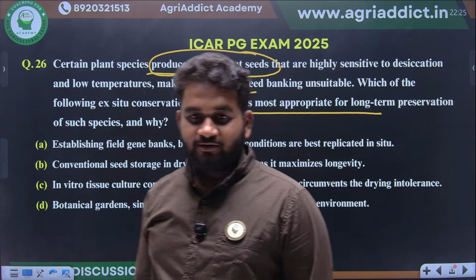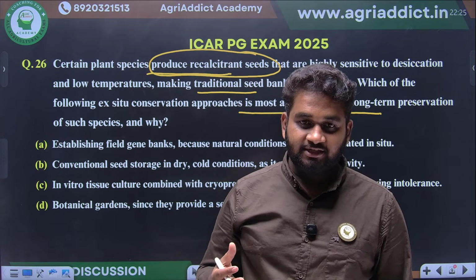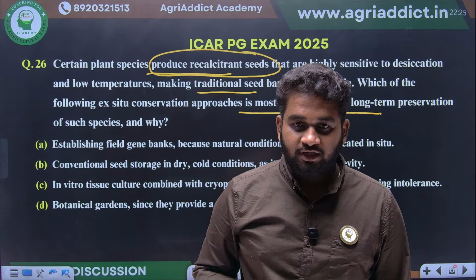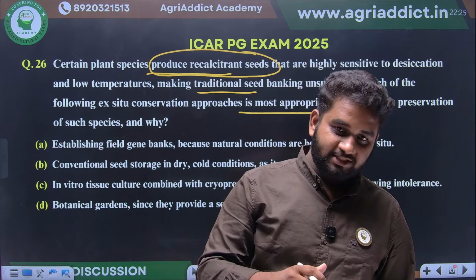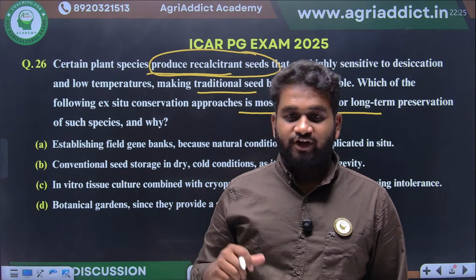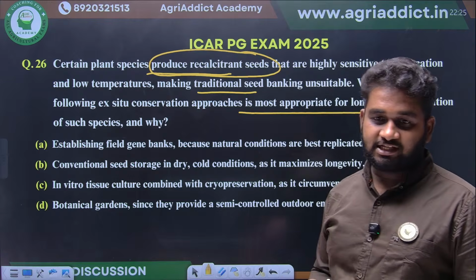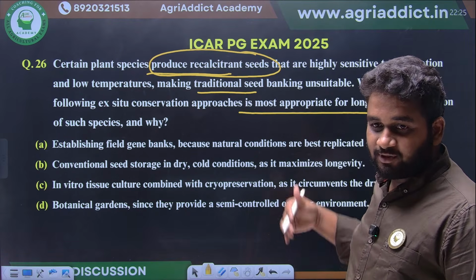Okay, if you reduce the moisture of recalcitrant seeds, then your viability will reduce. And if you store those seeds in low temperature, then again your viability will be lost. Okay, there are so many limitations with recalcitrant seeds. Then which of the methods can we go for?